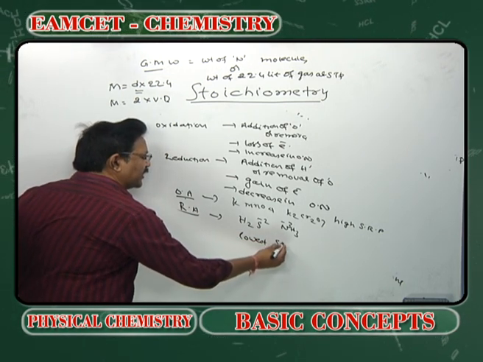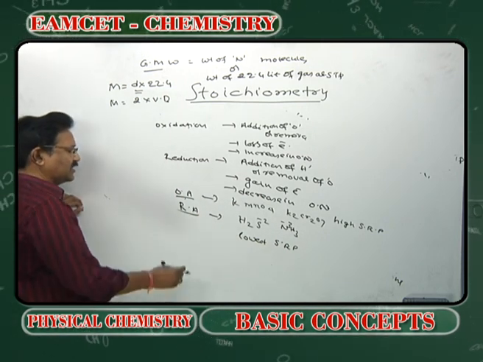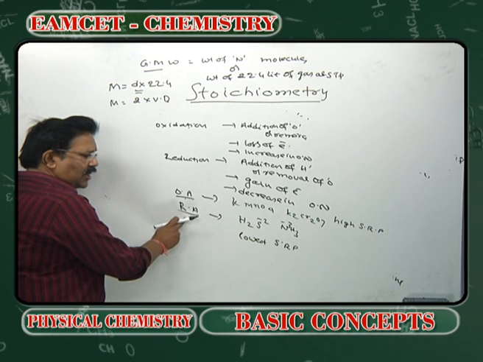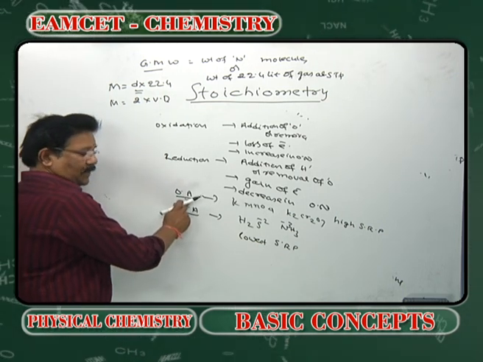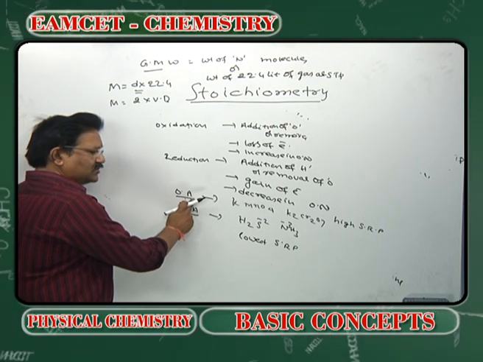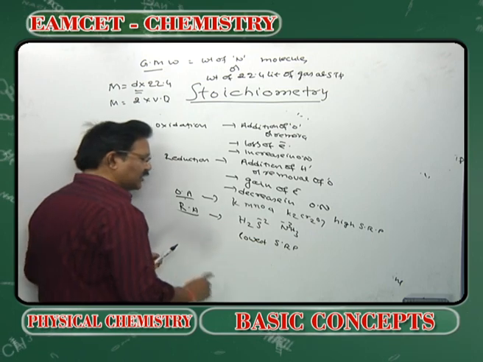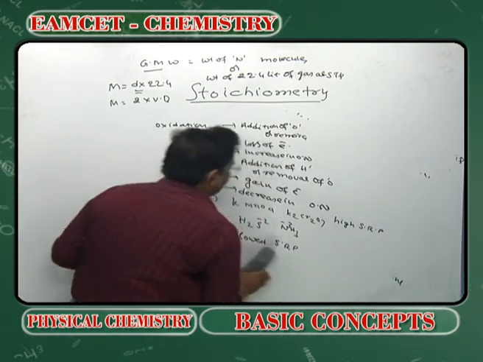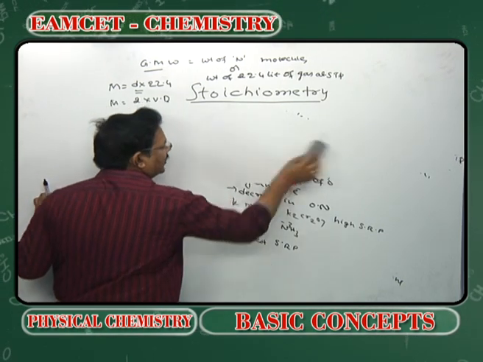In the periodic table, halogens form the strongest oxidizing agents, and alkali metals form the strongest reducing agents. Now, after this, what is the other important term?